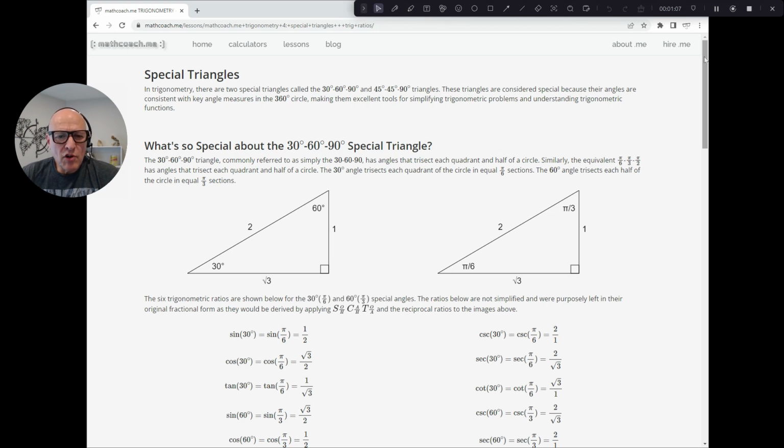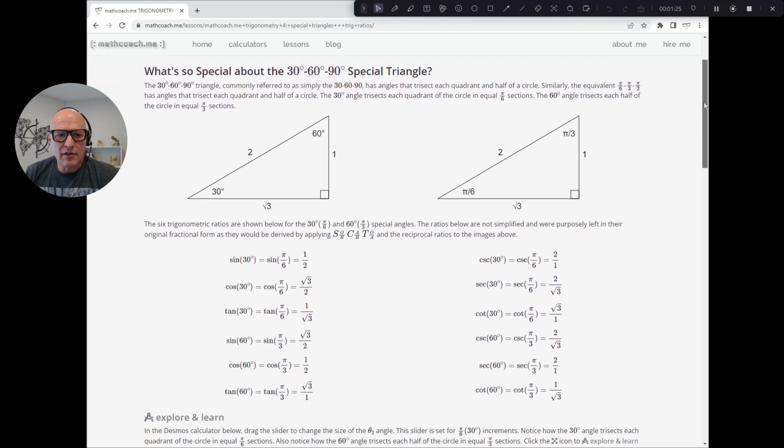There are two special triangles, the 30, 60, 90 degree triangle and the 45, 45, 90 degree triangle. These triangles are special because they have angles that coincide with the key angles within a 360 degree circle. So let's start with the 30, 60, 90 degree triangle.